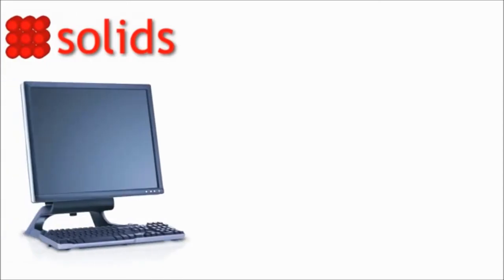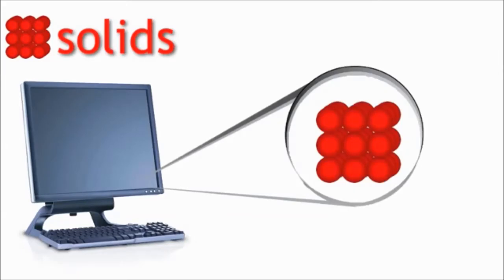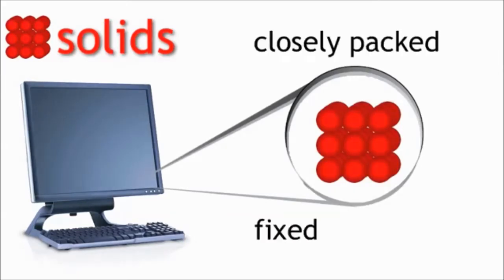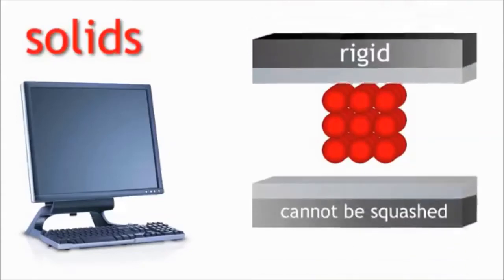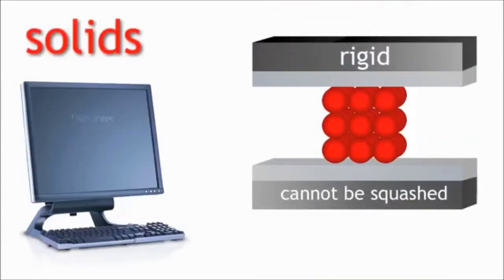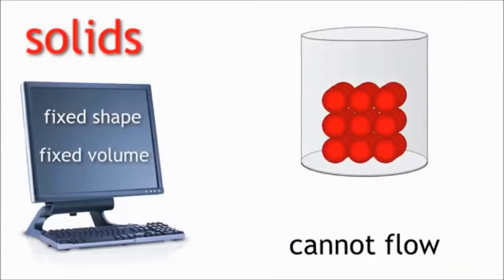An example of a solid is your computer. The properties of solids depend on how the particles in solids are packed. In a solid, the particles are closely packed in fixed positions and cannot move anywhere. So, solids are rigid, cannot be squashed or compressed, have a fixed shape and a fixed volume. They cannot flow. Now let us look at liquids.